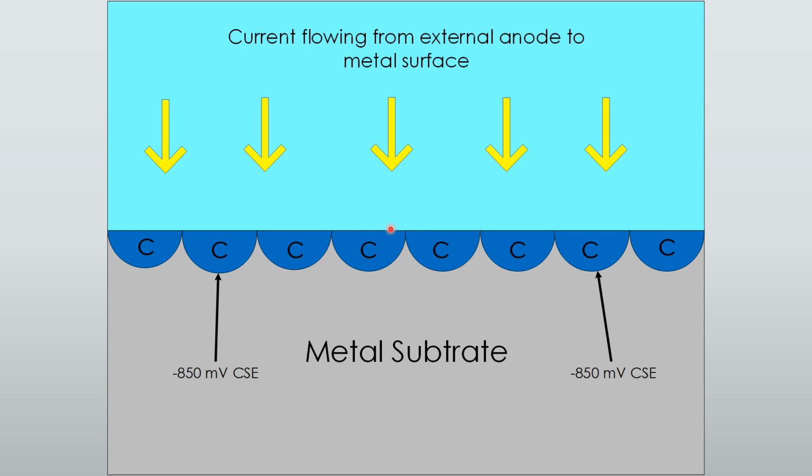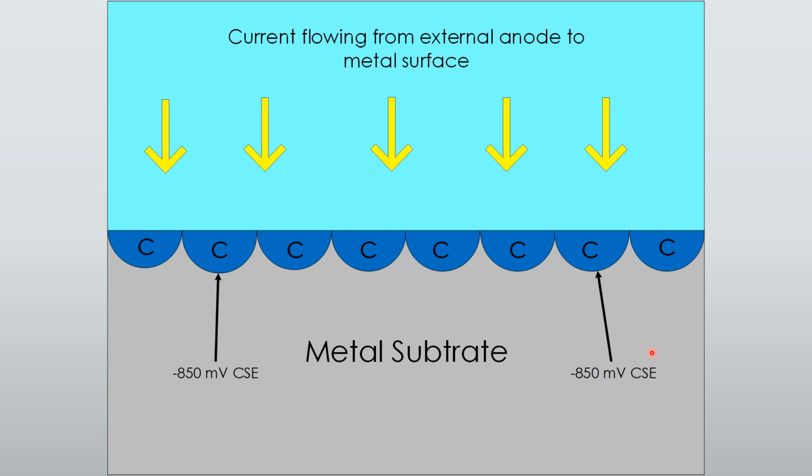So with CP applied, if we think back to our dam picture, current flows from an external anode to the metal surface. The yellow lines represent current flowing through our electrolyte, which is blue, going to the surface of our metal. The anode is the giver of electrons. The cathode is the receiver of electrons. So if you think of that in the general sense, if you were giving a negative charge to something, then in essence that value should become more negative because it is receiving a negative charge.